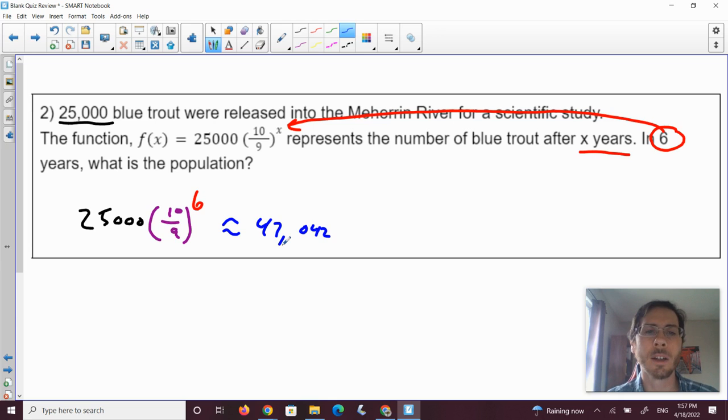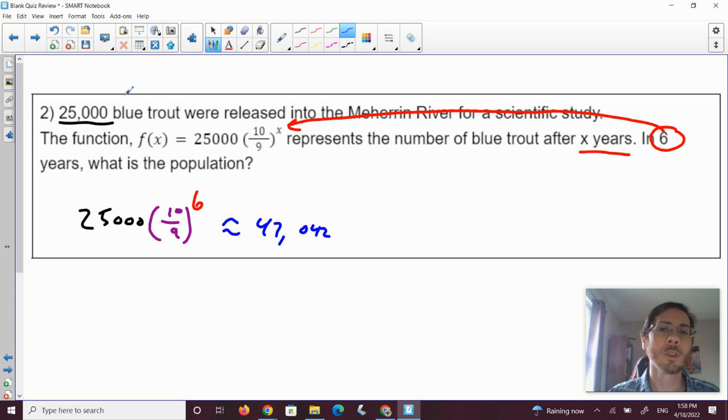And again, you can round that up. You can even round that down because you could claim that we don't quite get to the last trout, but we just need an approximation. And that's a decent approximation. If this were a real scientific study, we might even round that to 47,000 just to keep the numbers a little bit cleaner. Because again, you never know what's going to happen with 42 trout out of 47,000 trout.